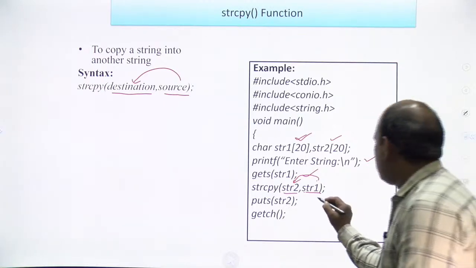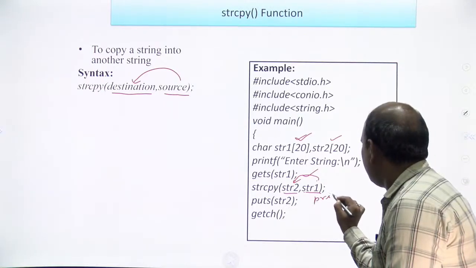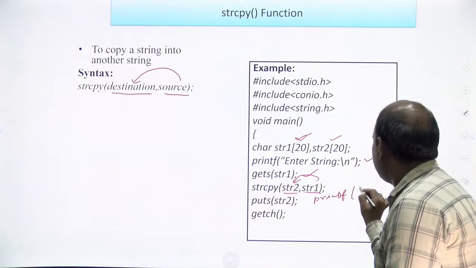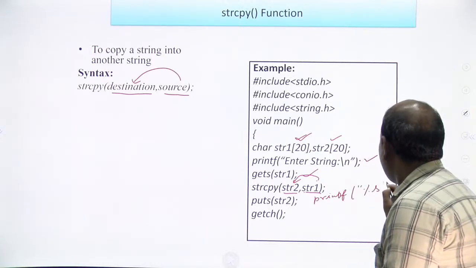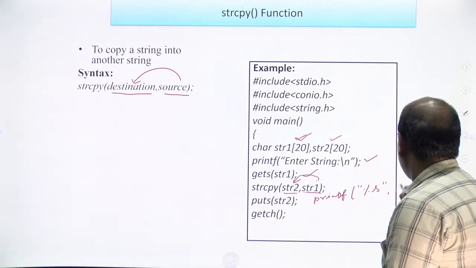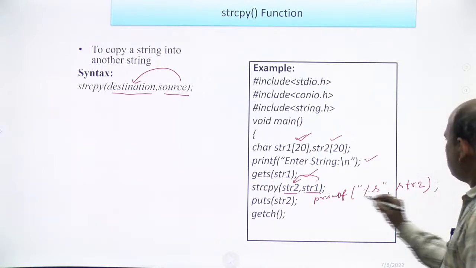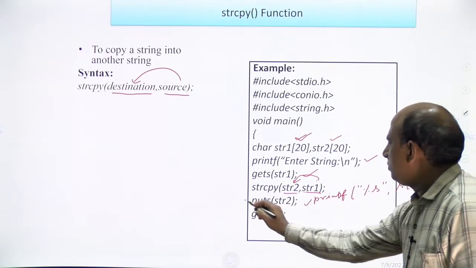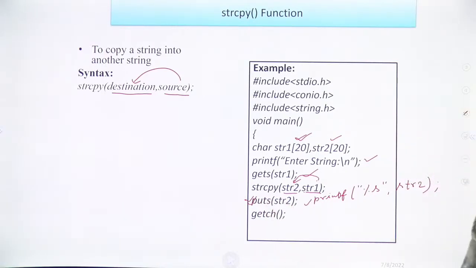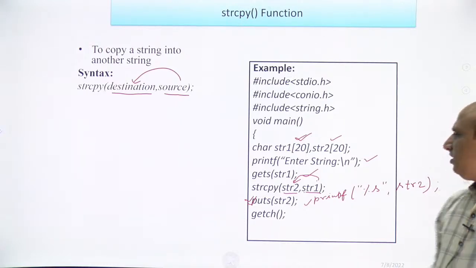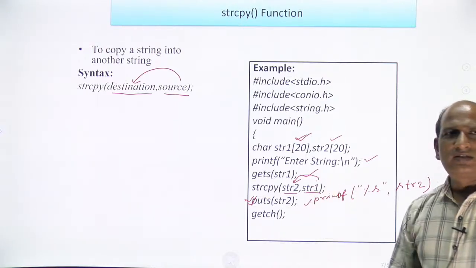We can also write here printf, %s is the format specifier for string, and we can write str2. This way you can use this, or you can use the puts function also. So this way you can copy str1 to str2.